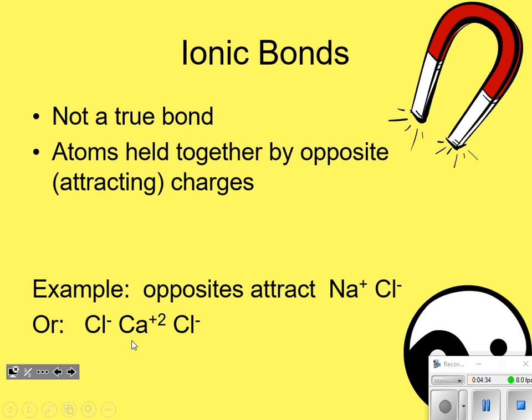So again, an ionic compound is a metal and a nonmetal. Something with a positive charge, metal. Something with a negative charge, nonmetal. And they're able to hold together because of that opposites attract rule.